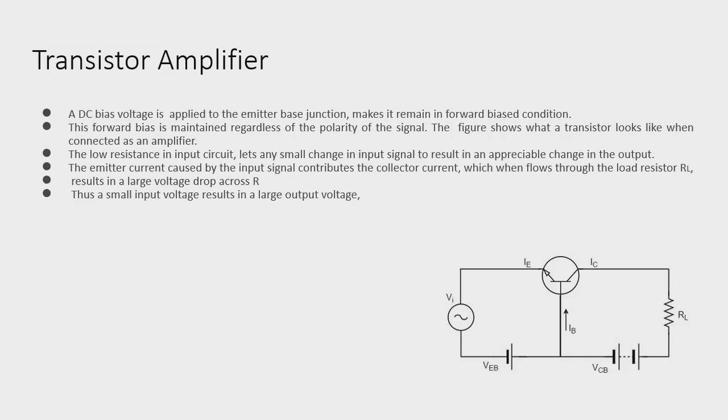The figure below shows what a transistor looks like when connected as an amplifier. The low resistance in the input circuit lets any small change in the input signal result in an appreciable change in the output. The emitter current caused by the input signal contributes to the collector current, which when it flows through the load resistor RL results in a large voltage drop across it. Thus, a small input voltage results in a large output voltage, which shows that the transistor works as an amplifier.